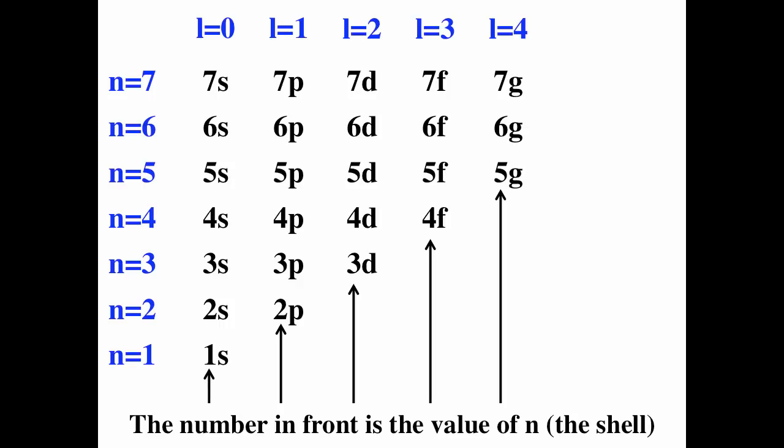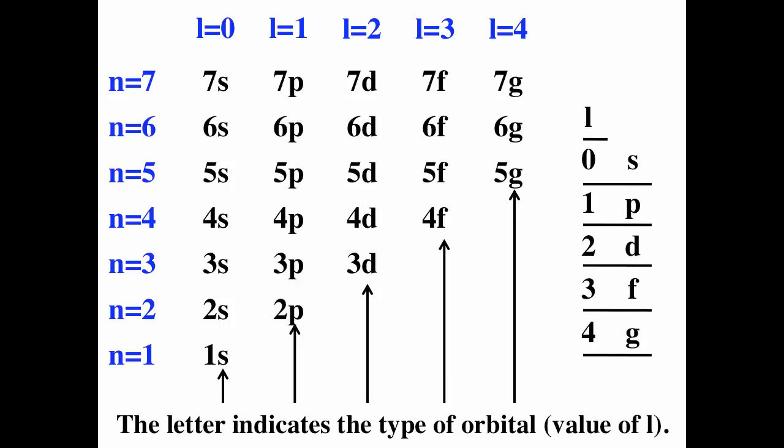And so if we take the n values on the left and L values on top, again, remember n is the shell. When we talk about the 1s orbital, it means n equals 1, L equals 0. 2p corresponds to n equals 2, L equals 1. 3d means n equals 3, L equals 2. 4f, n equals 4, L equals 3. 5g, n equals 5, L equals 4. And so the number in front is the value of n, the shell. And for s, p, d, f, g, s means L is 0, p means L is 1, d is L 2, f is L 3, and g is L 4.